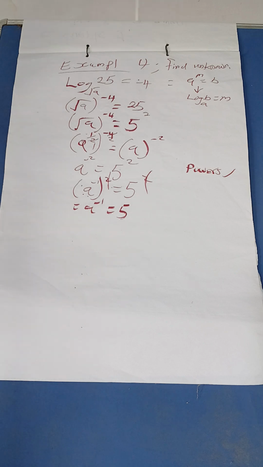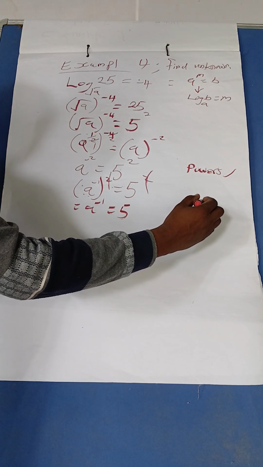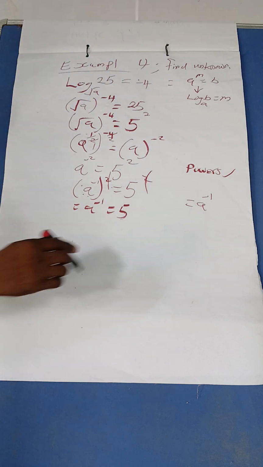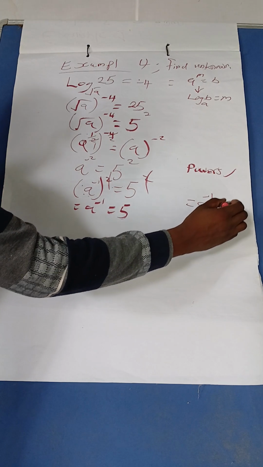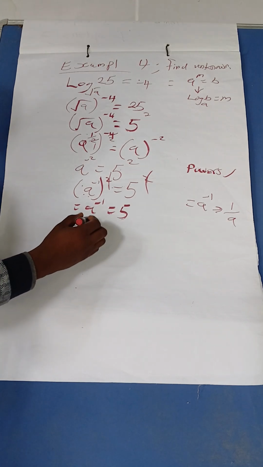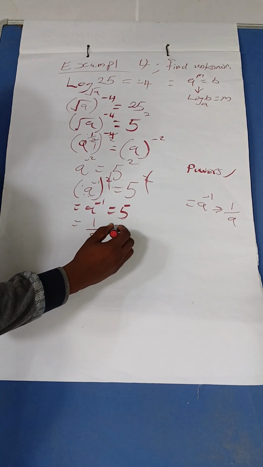Remember, in indices, we said if any value is raised to a negative power, it is equivalent to 1 over a. So for this case, it will be 1 over a, and 1 over a is equal to 5.